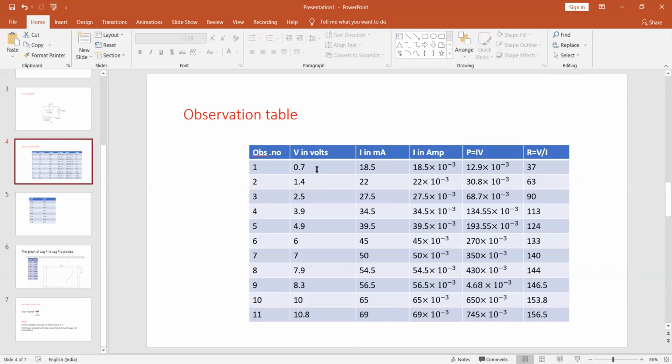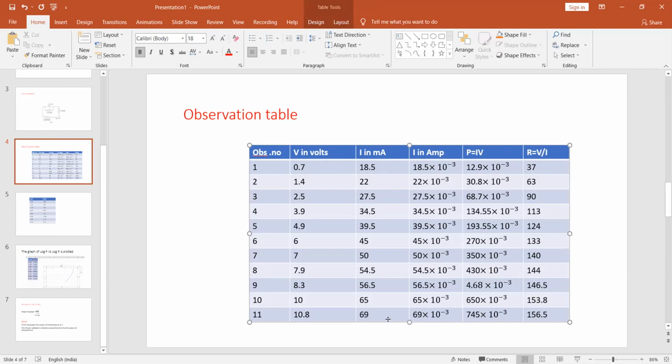When the voltage is 0.7 volt, the current in milliampere is 18.5. The current in ampere is 18.5 into 10 raised to minus 3. The power is the product of current and voltage, so it is 12.9 into 10 raised to minus 3. And resistance equals voltage upon current. Current should be in ampere, so voltage is 0.7 divided by 18.5 into 10 raised to minus 3. That is equal to 37. Like this, we record all the readings during the experiment.